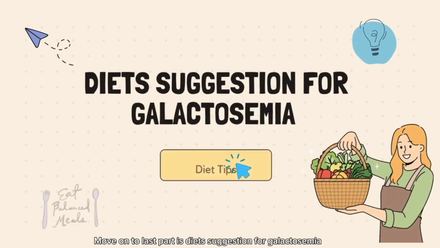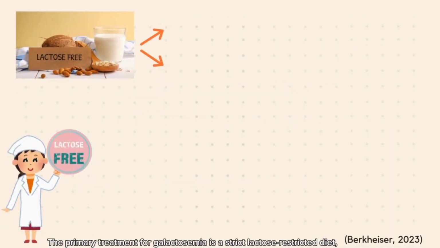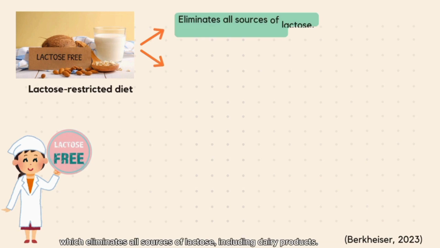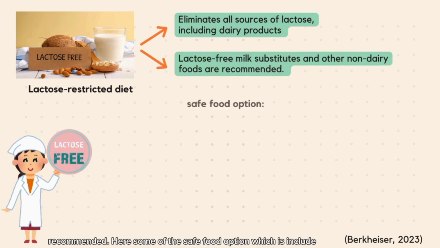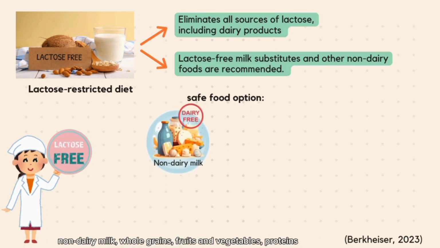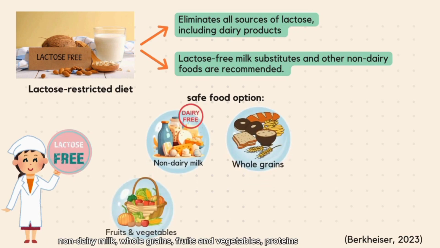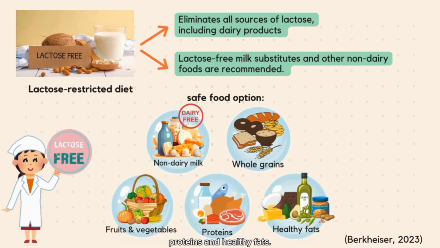Moving on, the last part is diet suggestions for galactosemia. The primary treatment for galactosemia is a strict lactose-restricted diet, which eliminates all sources of lactose including dairy products. For example, lactose-free milk substitutes and other non-dairy foods are recommended. Here are some of the safe food options, which include non-dairy milks, whole grains, fruits and vegetables, protein and healthy fat.